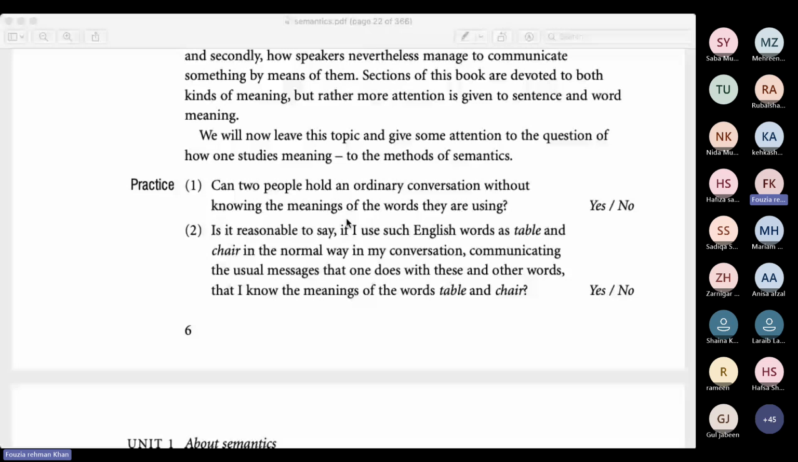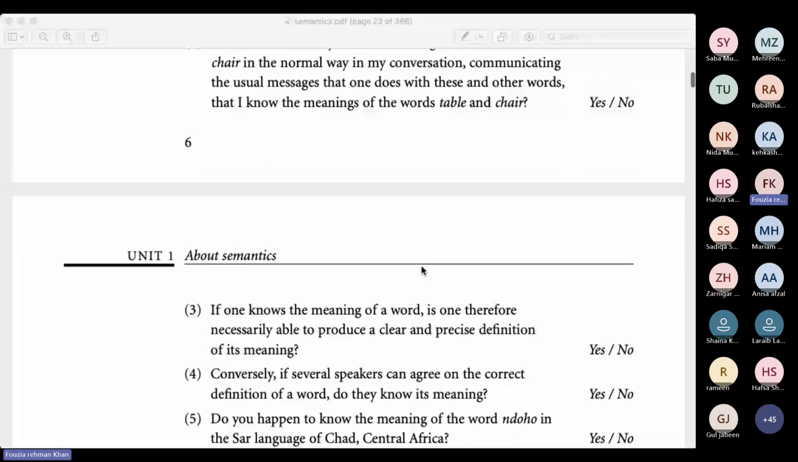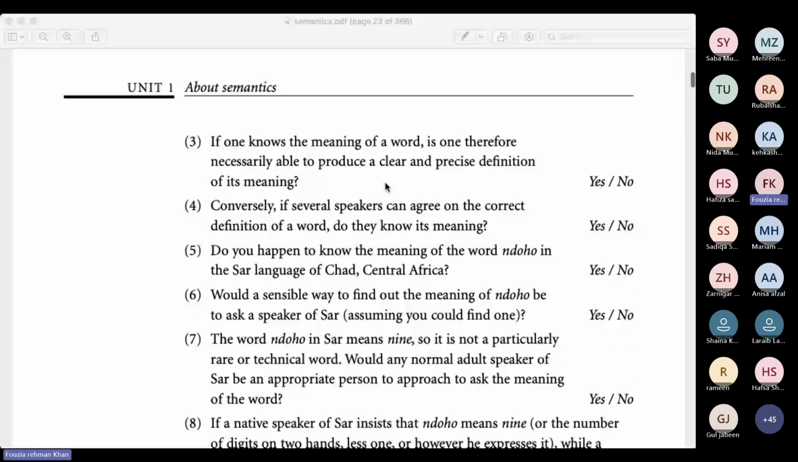Is it reasonable to say that if I use English words such as table and chair in the normal way in my conversation, communicating the usual messages that one does with these and other words, I know the meaning of the words table and chair? Yes, that might be true, because if you are using table and chair as pieces of furniture and not giving them another meaning, any proverbial or idiomatic meaning, there is no problem. If one knows the meaning of a word, is one therefore necessarily able to produce a clear and precise definition of its meaning? Probably. If you know the meaning of the word, you can define it.